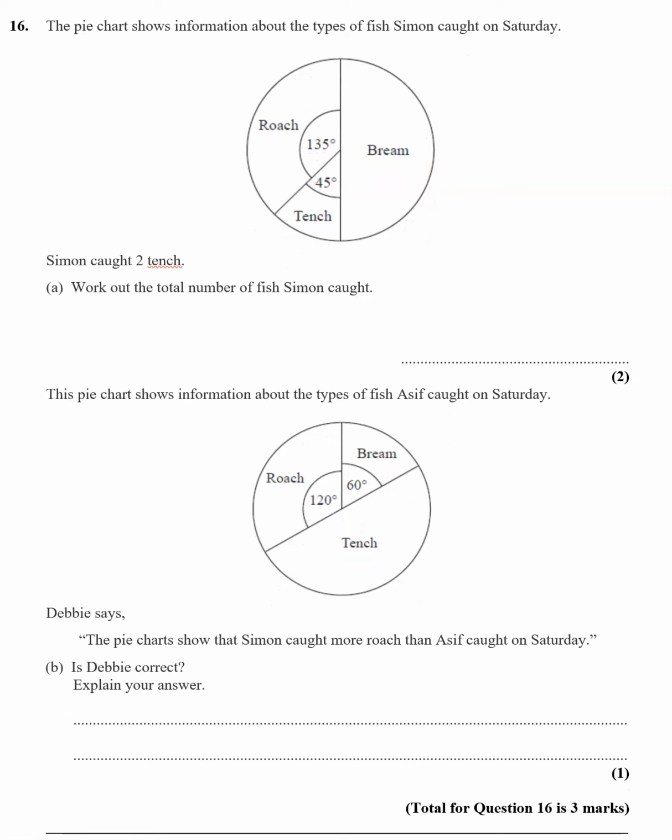You guys are going to need a protractor for this by the looks of it. The pie chart shows information about types of fish Simon caught on Saturday. Simon caught 2 trench. Right, okay, so that represents 2 fish. Work out the total number of fish Simon caught.